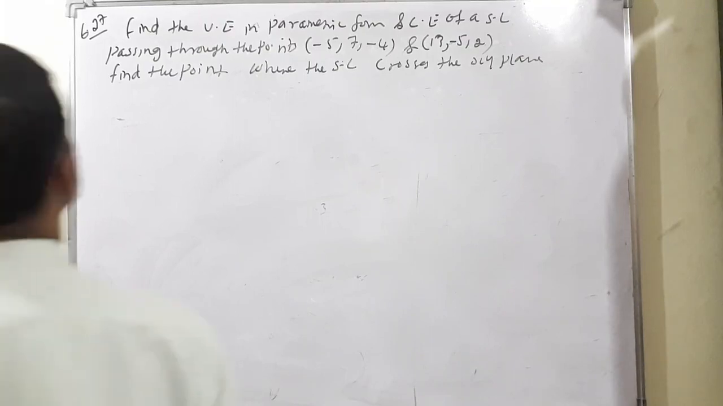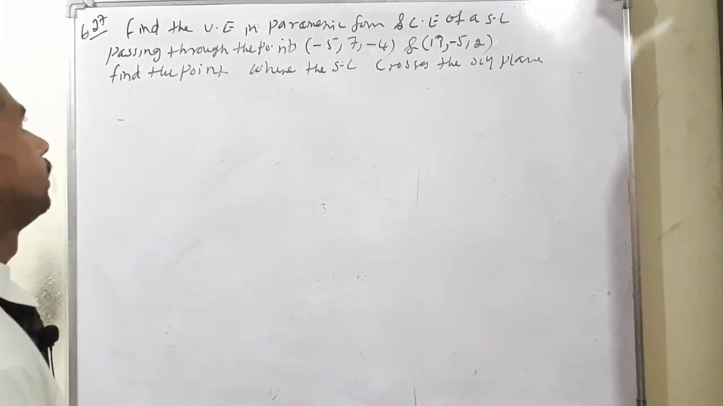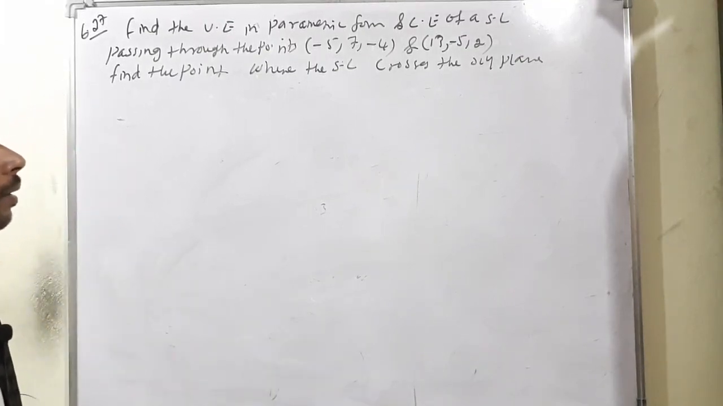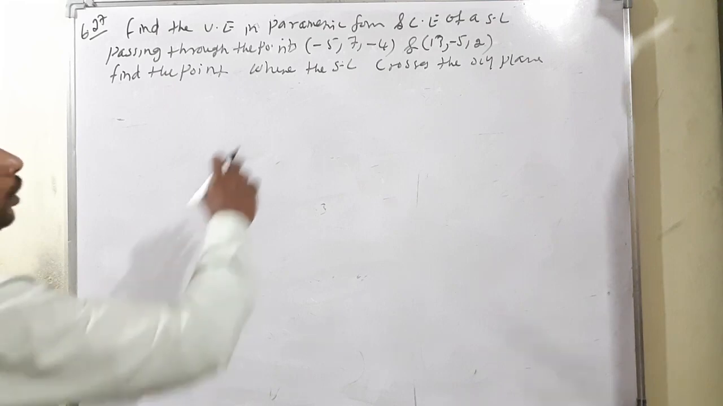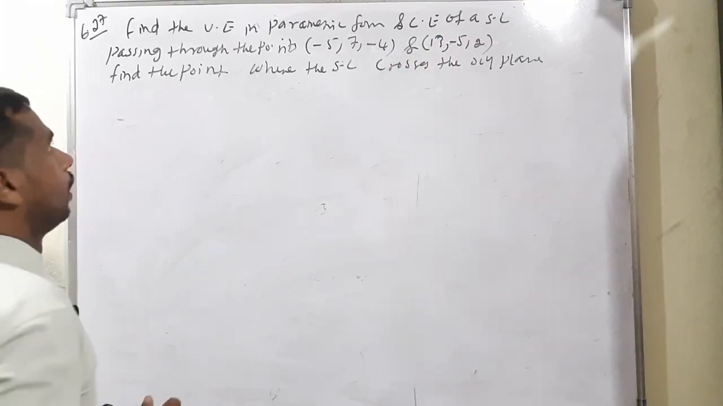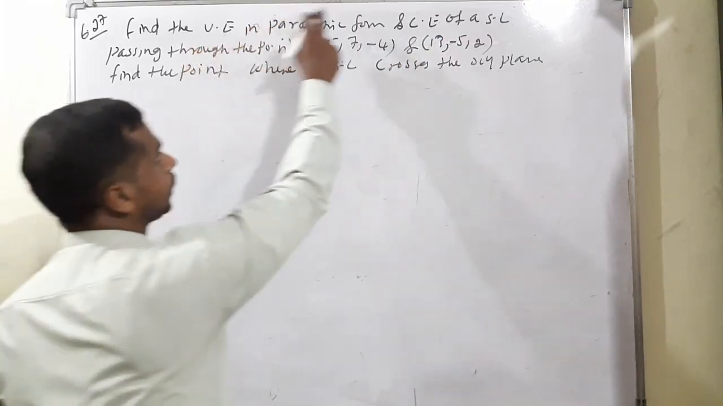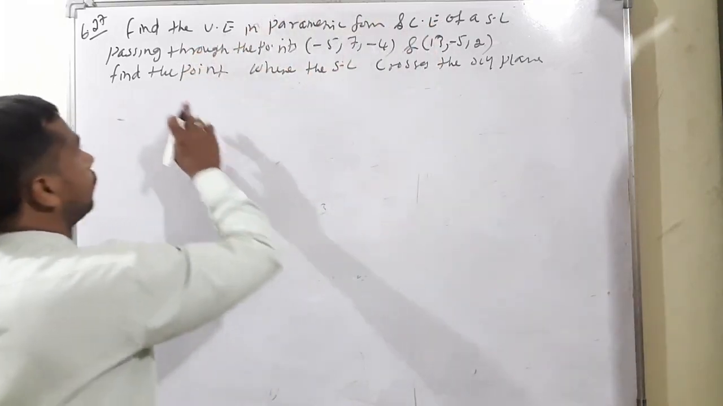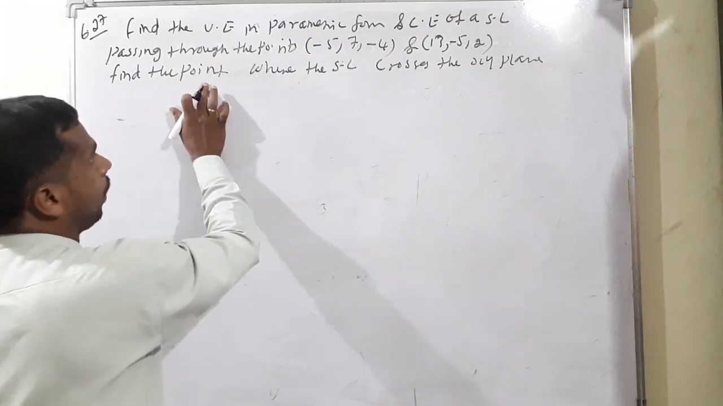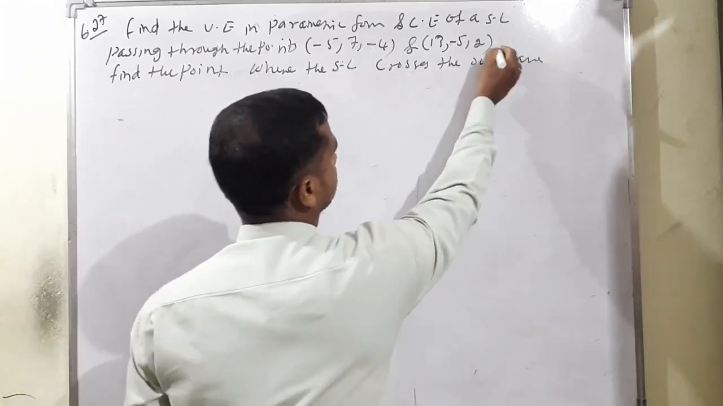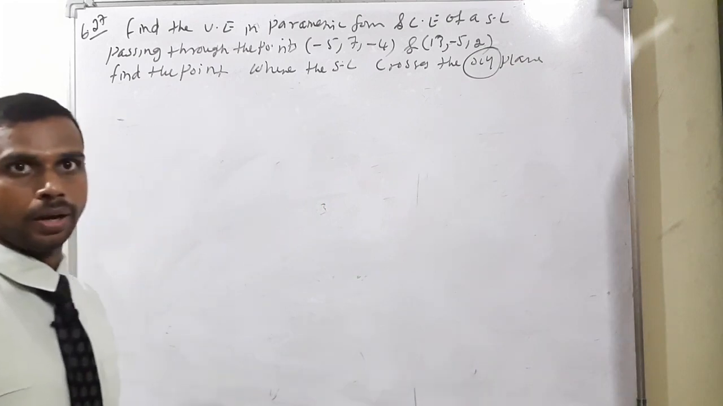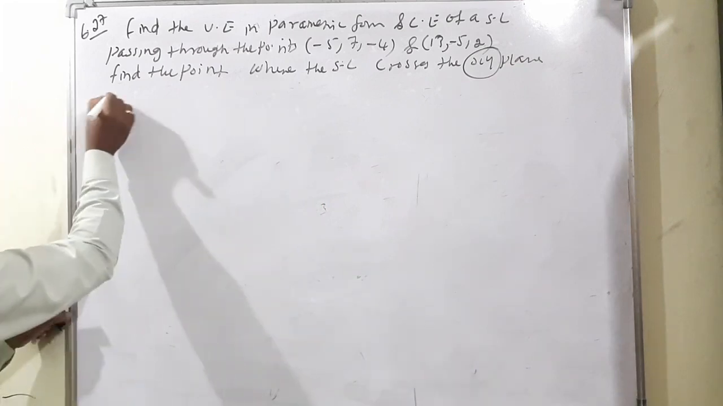So moving to example 6.27: find the vector equation in parametric form and a Cartesian equation of a straight line passing through the two points. Then after getting the vector equation and Cartesian equation, one more thing: find the point where the straight line crosses the xy plane. Okay, this is one of the important problems.